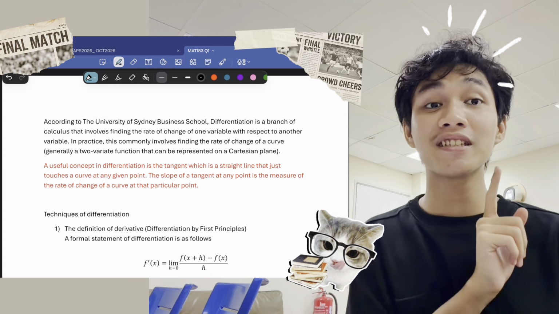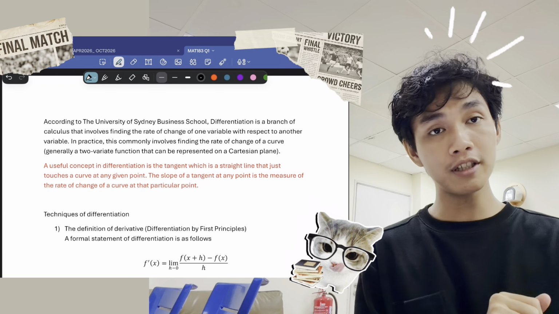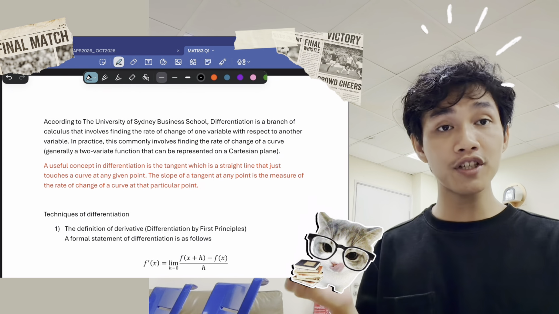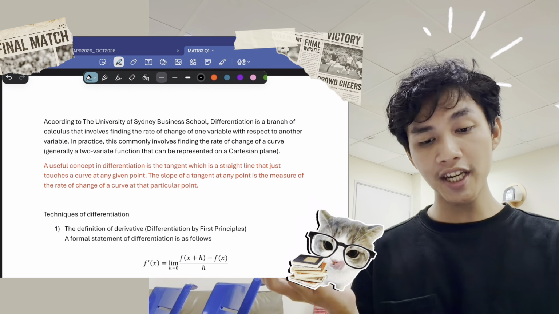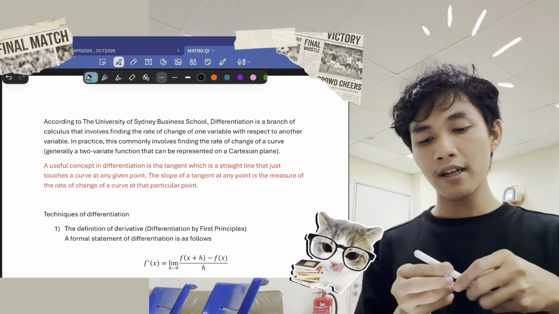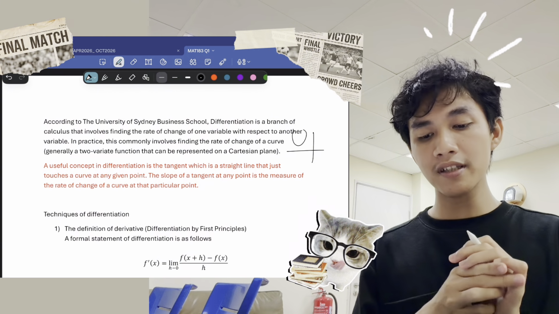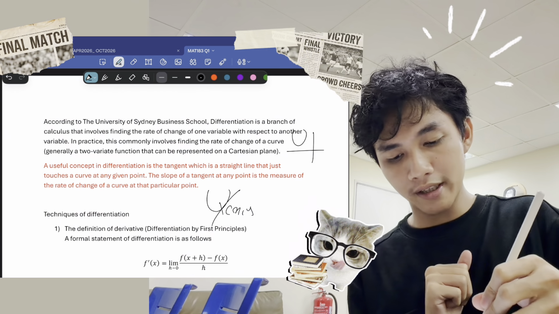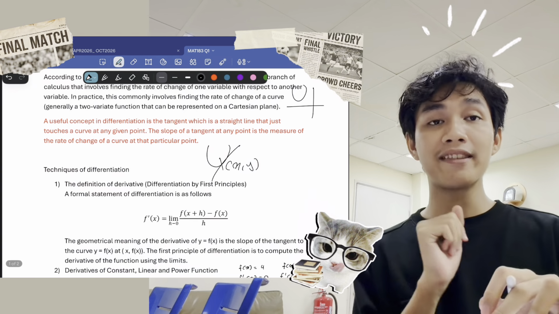The first question is about the definition of differentiation and what the techniques for differentiation are. According to the University of Sydney Business School, differentiation is a branch of calculus that involves finding the rate of change of a variable with respect to another variable. In practice, this commonly involves finding the rate of change of a curve, generally a two-variable function that can be represented on a Cartesian plane. A useful concept in differentiation is the tangent, which is a straight line that just touches a curve at any given point. The slope of a tangent at any point is the measure of the rate of change of the curve at that particular point.